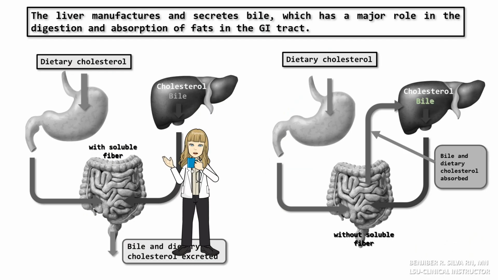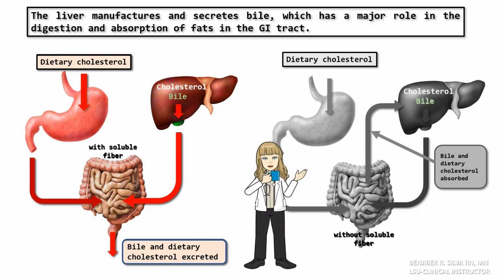The liver manufactures and secretes bile, which has a major role in the digestion and absorption of fats in the GI tract. The liver processes the excess cholesterol for elimination via bile. Transport of cholesterol to the liver for biliary elimination is essential for maintaining cholesterol balance and is sometimes referred to as reverse cholesterol transport.